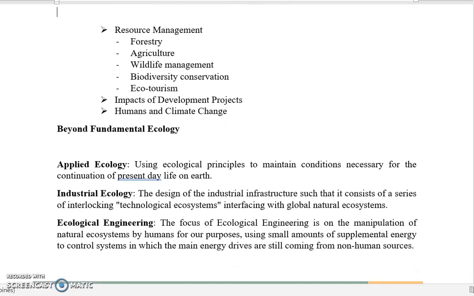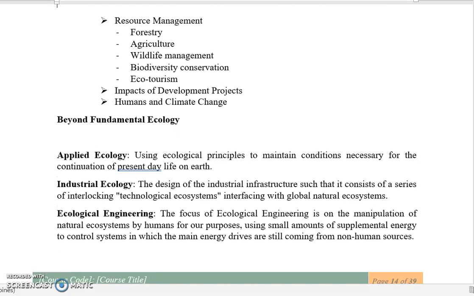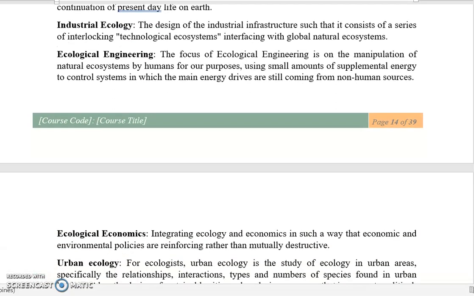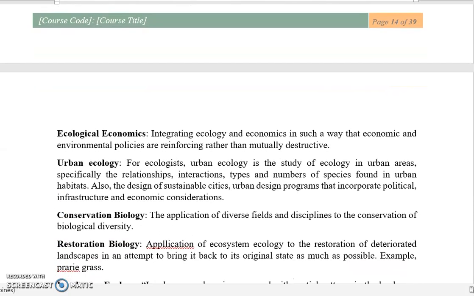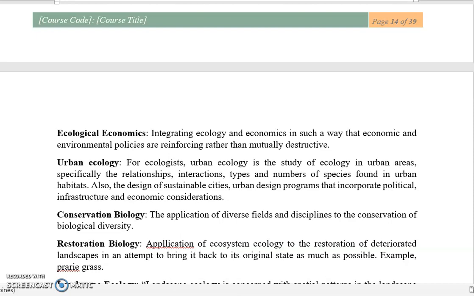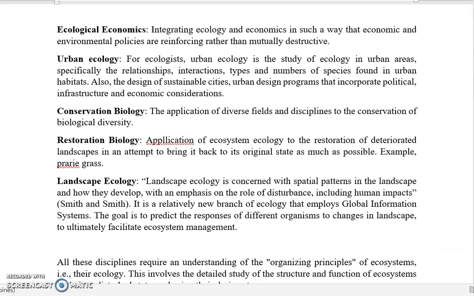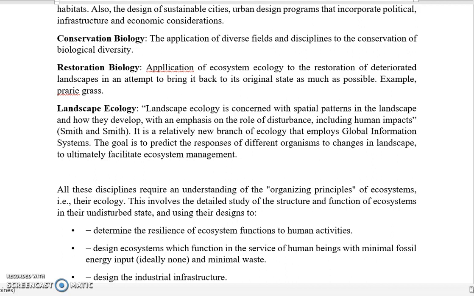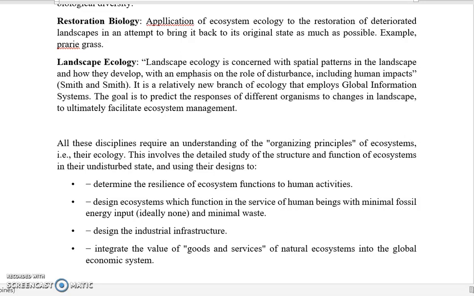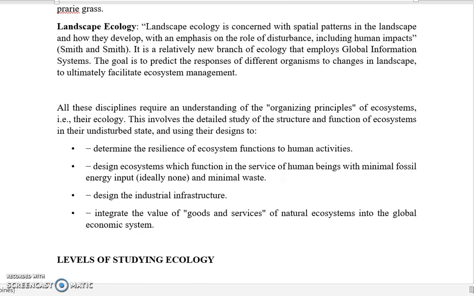Now, ecology is a major branch of science. Okay? Under biology. No. Ecology is a different branch of science. Now, we also have subtopics in ecology like applied ecology, industrial ecology, ecological engineering, ecological economics, urban ecology. These are all specializations. We can see that ecology is a very broad topic and there are many specializations within these topics. Okay, and I want you to read about those different branches of ecology.